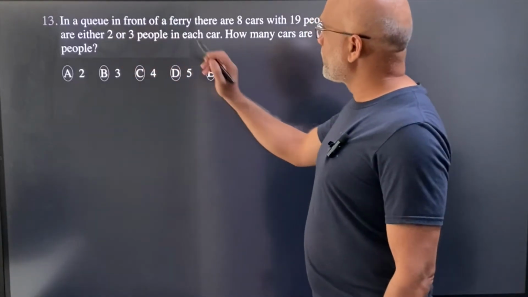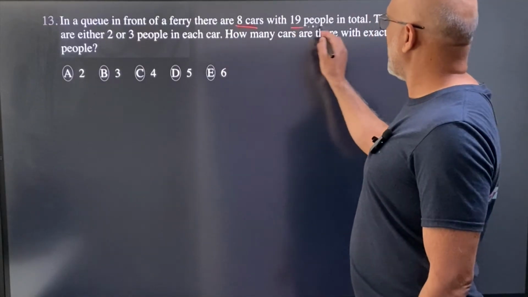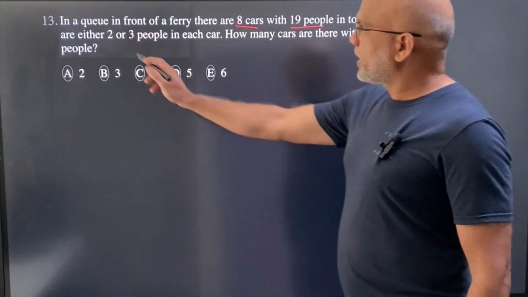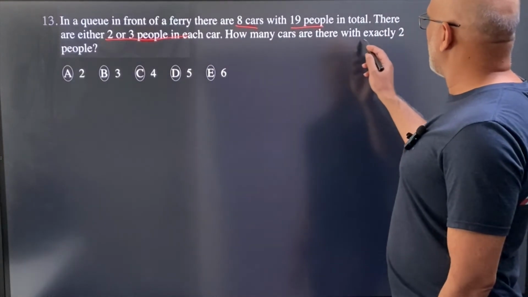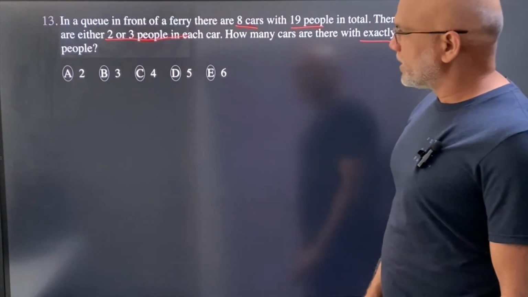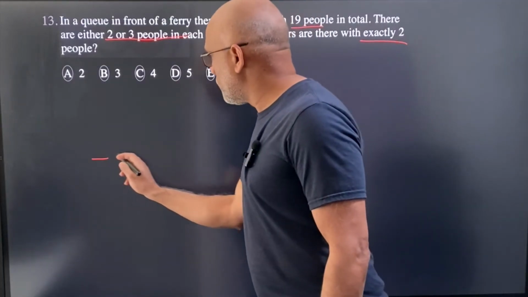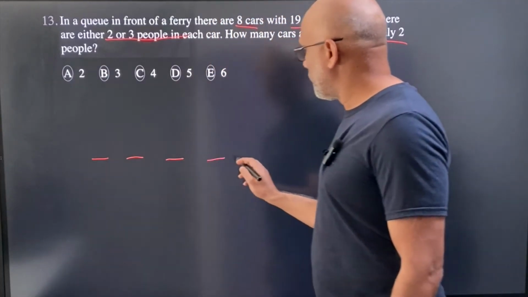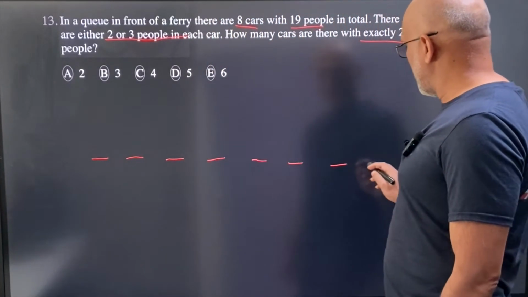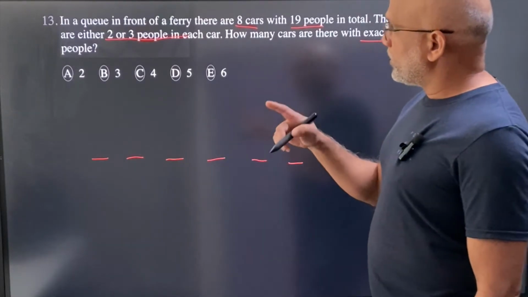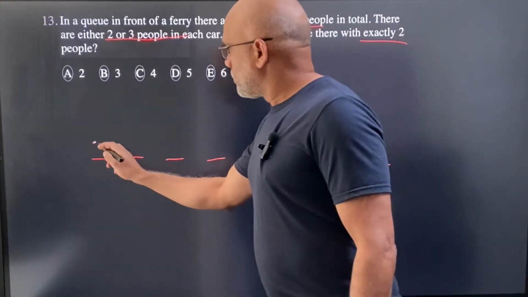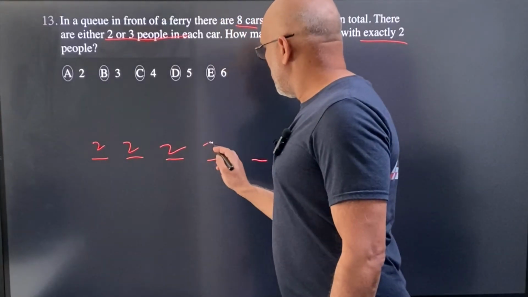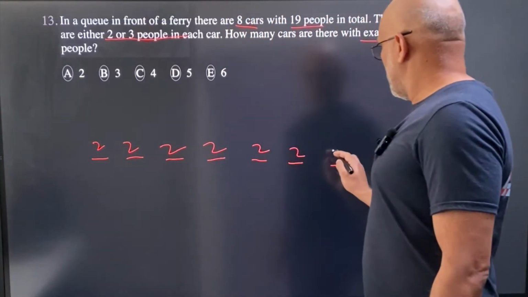In a queue in front of a ferry, there are 8 cars with 19 people in total. There are either 2 or 3 people in each car. How many cars are there with exactly 2 people in it? Right? So we have 8 cars. 1, 2, 3, 4, 5, 6, 7, and 8. So there are either 2 or 3 people. So let me just start with 2. So 2 in each car.